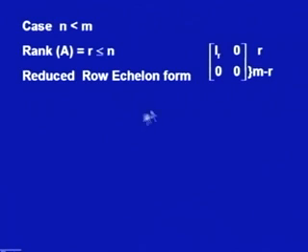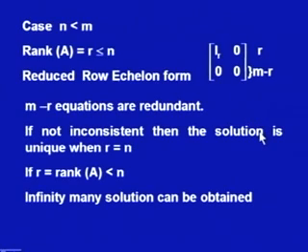And if that is the case, then we can assign arbitrary values to some of the unknowns, and only r unknowns can be written in terms of the others, and that means we will again have infinitely many solutions. So, in this case we have m minus r equations which are redundant because they are zeros. It may happen that the system is not consistent, then of course we cannot solve the system, but if it is consistent and if r, the rank of A, is less than n, then infinitely many solutions can be obtained. In the next example, I am considering the case when n is equal to m.